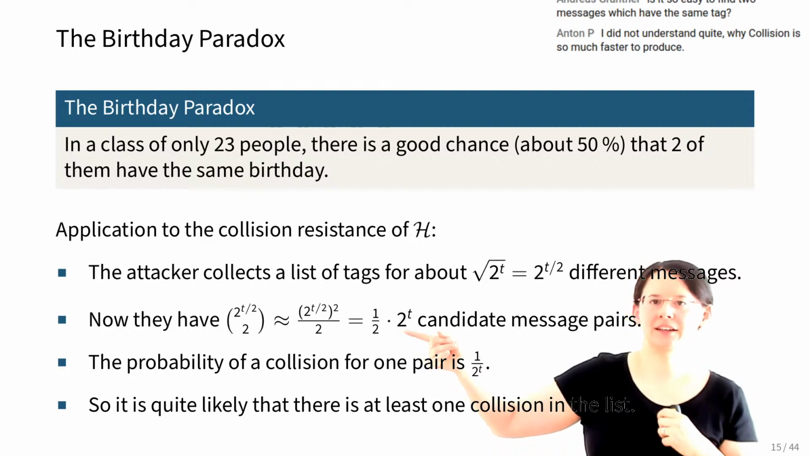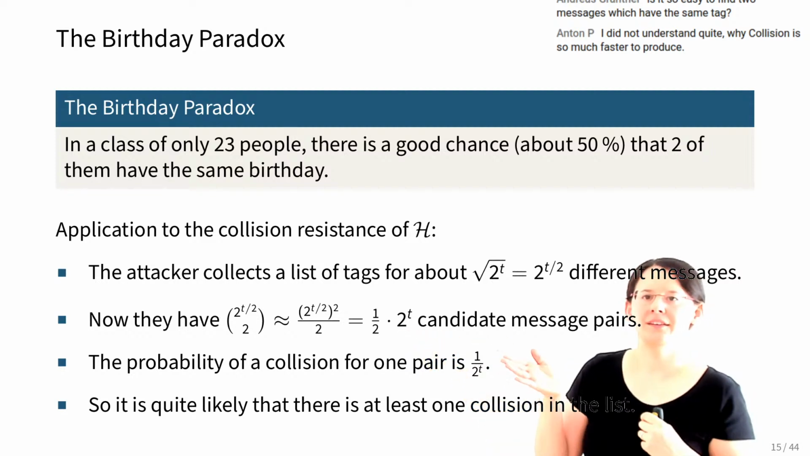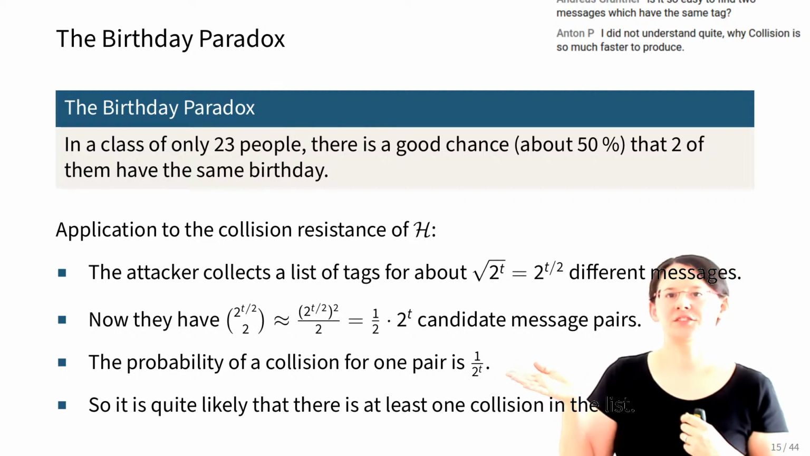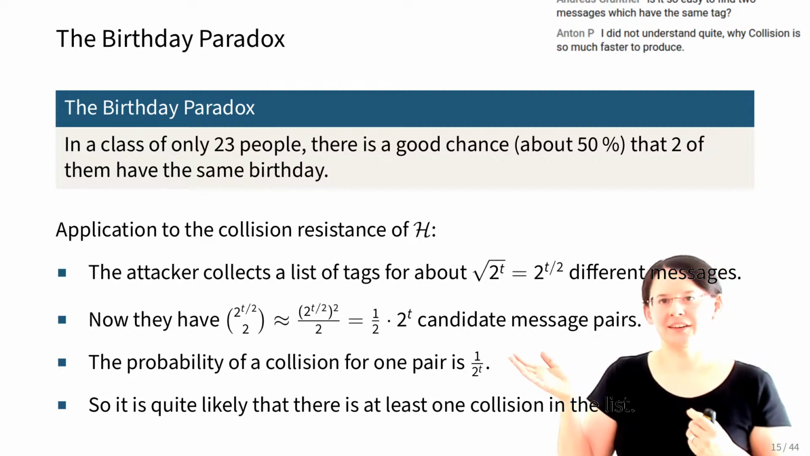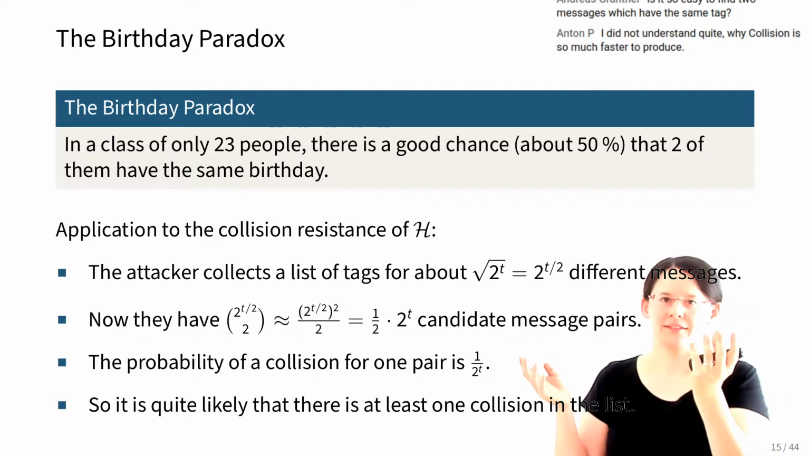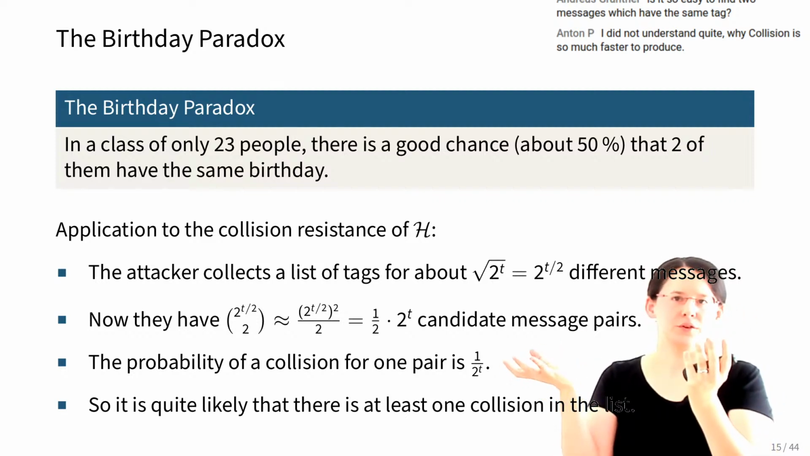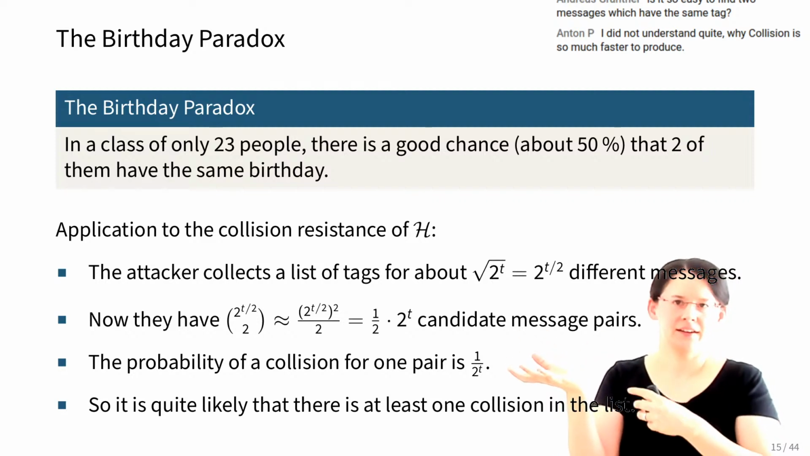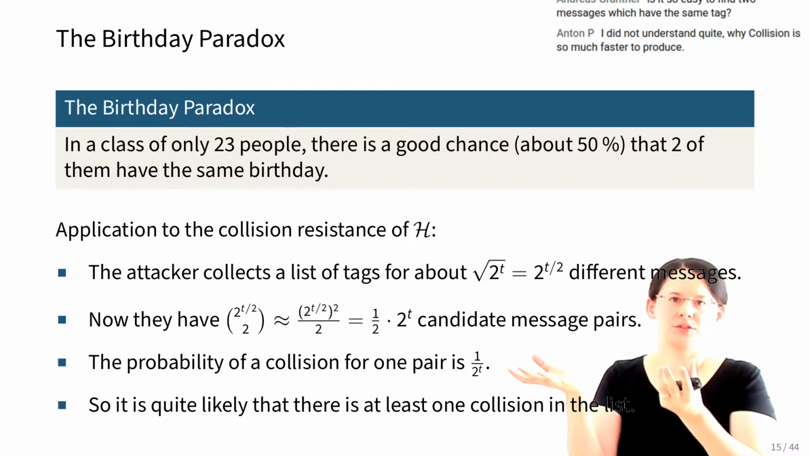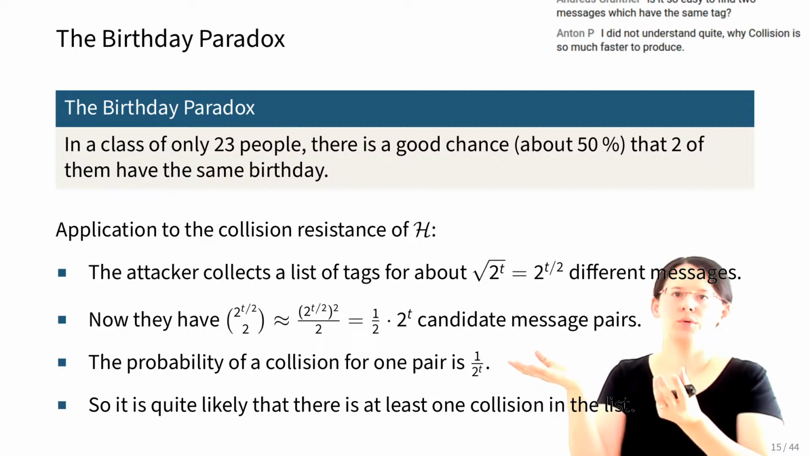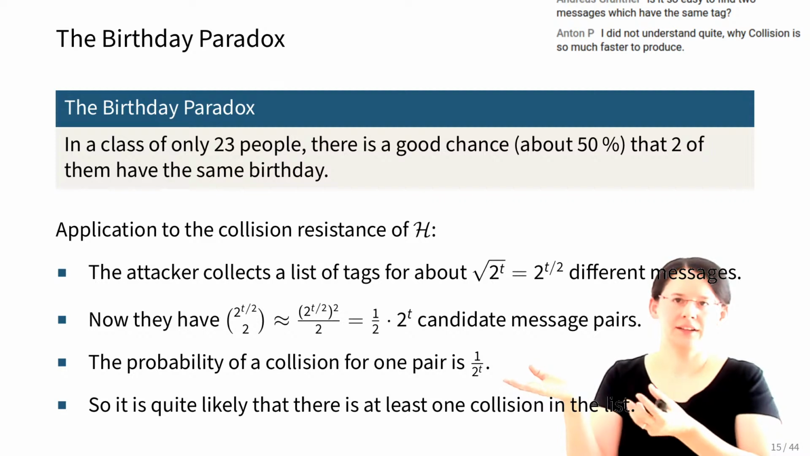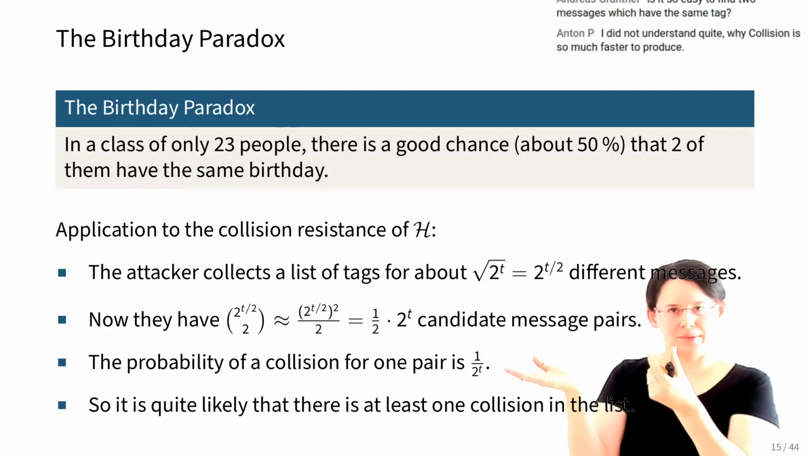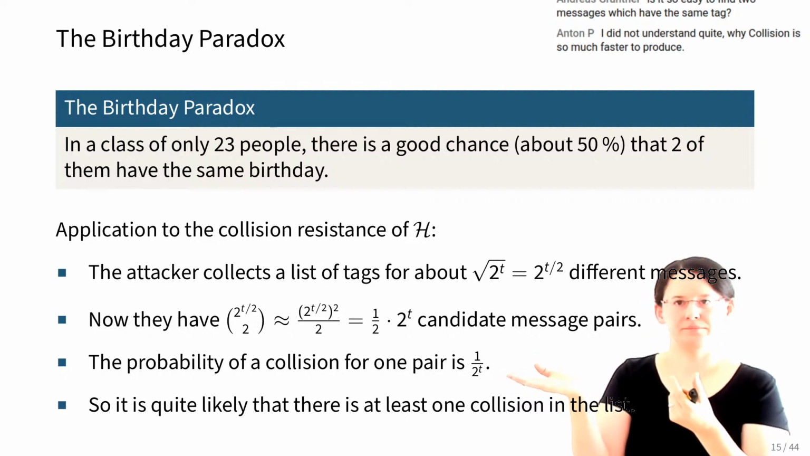So we have this many candidate pairs. Now, what is the probability that one candidate pair actually is the collision we're searching for? Well, we have a collision in case the tag of the second message matches exactly the tag of the first message. Now, let's say the first message has a fixed tag. There are now 2 to the t possible options for the tag of the second message, and only one of them is correct. So 1 divided by 2 to the t is the probability that one particular pair I'm looking at is the right one.